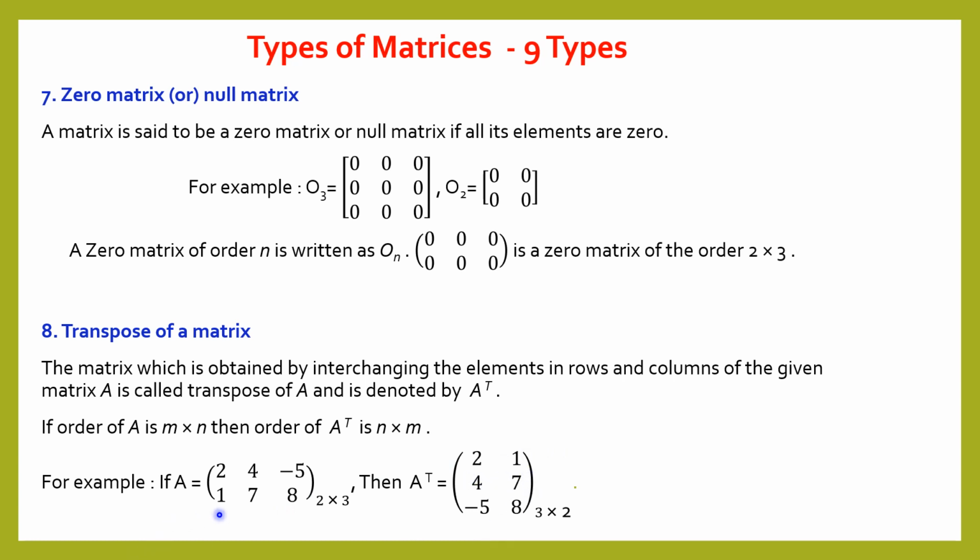This is A matrix and this is A transpose matrix. Order of this matrix is 2 rows, 3 columns. So we can write this as 2 cross 3. But it is changed to 3 rows and 2 columns. So that is 3 cross 2.